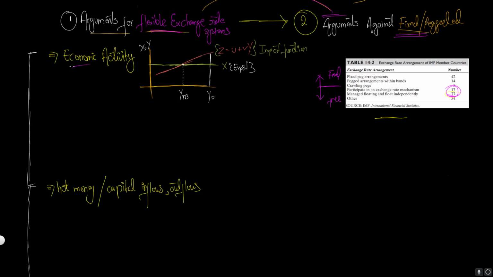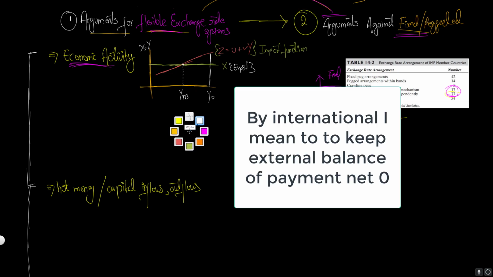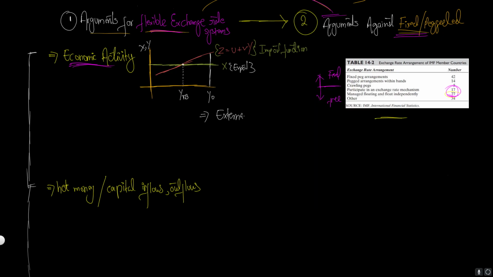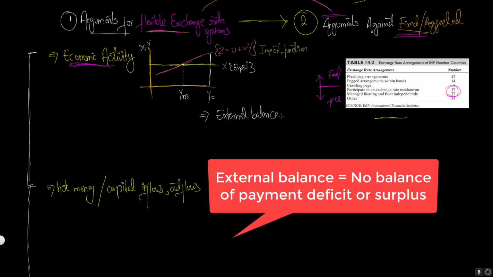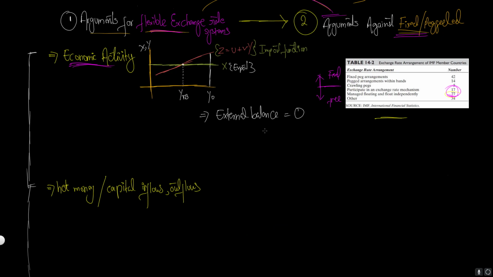So the first argument for having a flexible exchange rate is that it allows government independence to use their policies, monetary or fiscal policy, to focus on domestic issues rather than try to focus on international issues. If we are in a fixed exchange rate, we have to make sure that the external balance is equal to zero. In other words, that we don't have a financial account surplus, or we don't have a balance of payment deficit or a surplus. We prefer everything to cancel each other out if we are talking about a fixed exchange rate.